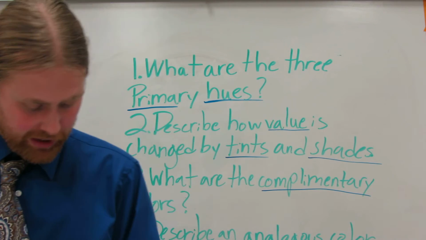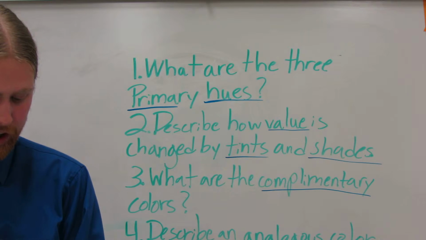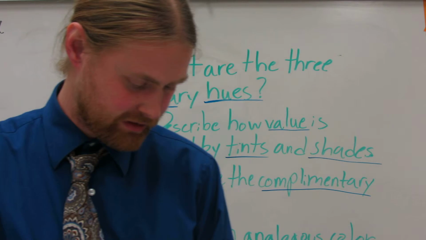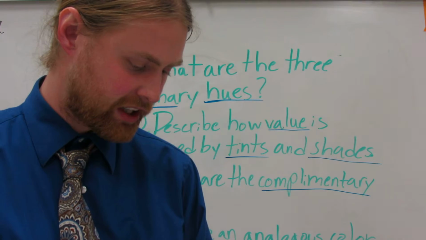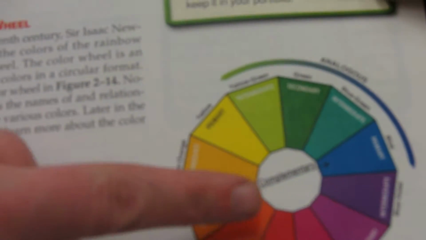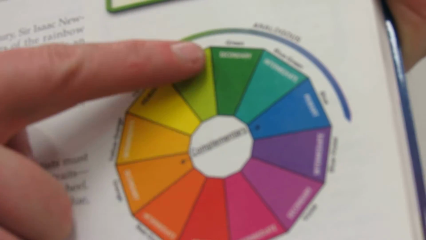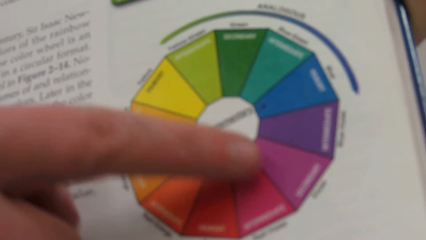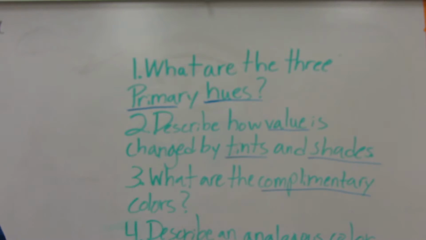All right, so look again at the color wheel, page 29. Red and green are complementary colors. These are colors opposite each other on the color wheel. All right, so when you look here, red and green are right across from each other on the color wheel. They're complementary colors. Blue and orange right across. Violet and yellow right across. They're complementary colors.